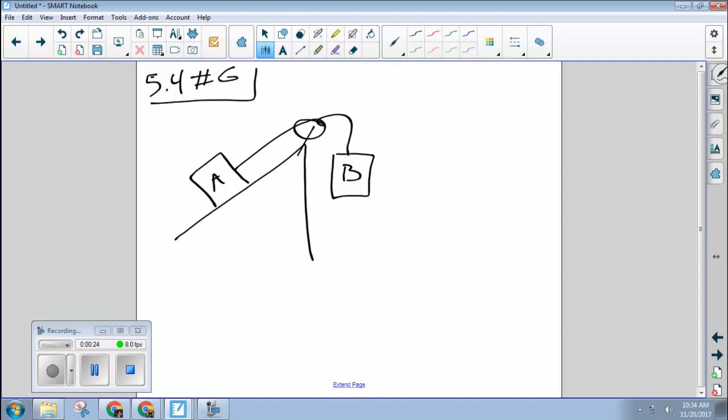All right, so here's what it tells us. It tells us that block A has a mass of 10 kilograms, and that it's on an incline at 35 degrees. The coefficient of static friction is 0.4. An attached string is parallel to the incline and passes over a massless, frictionless pulley at the top. The largest mass, MB, attached to the dangling end for which block A remains at rest is something.